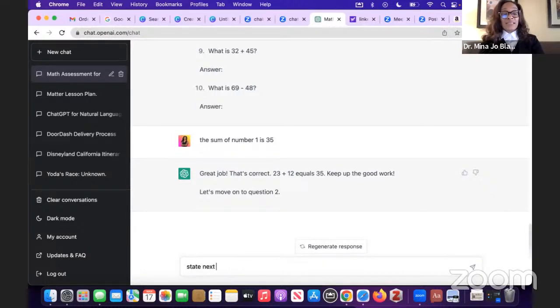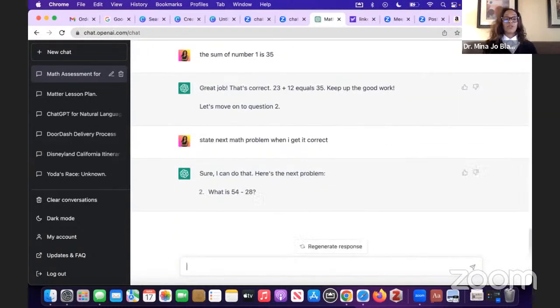State next math problem if I get it correct. I should say when I get it correct. Sure, I can do that. So now it's stating what is 54 take away 28.